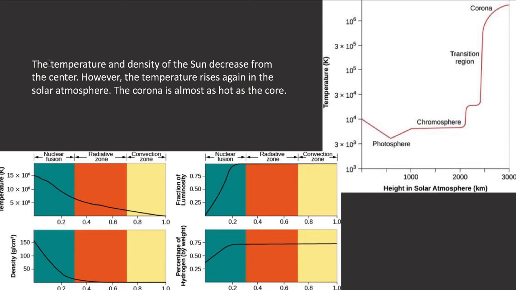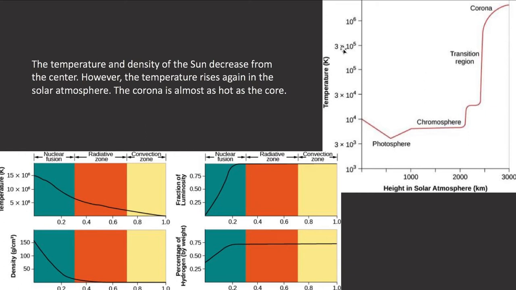Now, if we look at temperature and density, they decrease from the center. So here's temperature and here's density. If you move from the center, which is this side, outwards, you find that the temperature drops. So it's hottest at the center and it cools to the edge. This would be the same for the Earth. And also with density, it's most dense at the core and it gets less dense as you go out. Neither of these things is particularly surprising. The Earth behaves in the same sort of way.